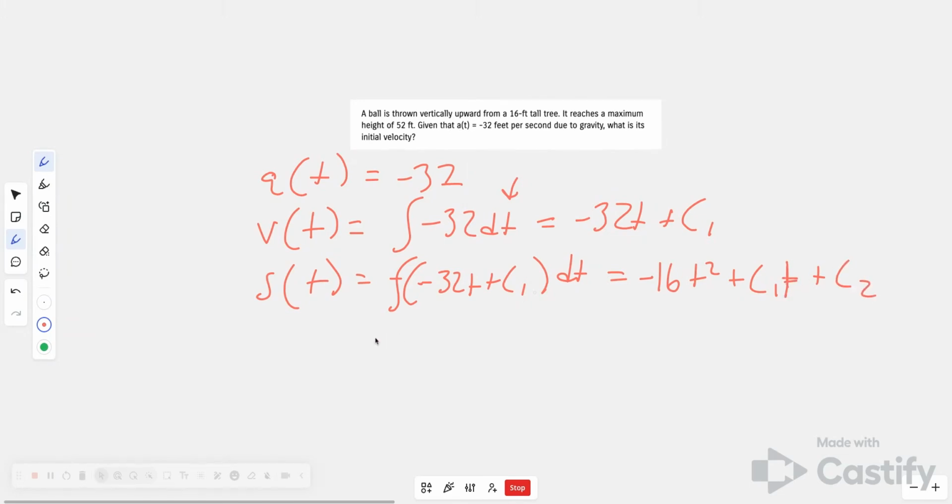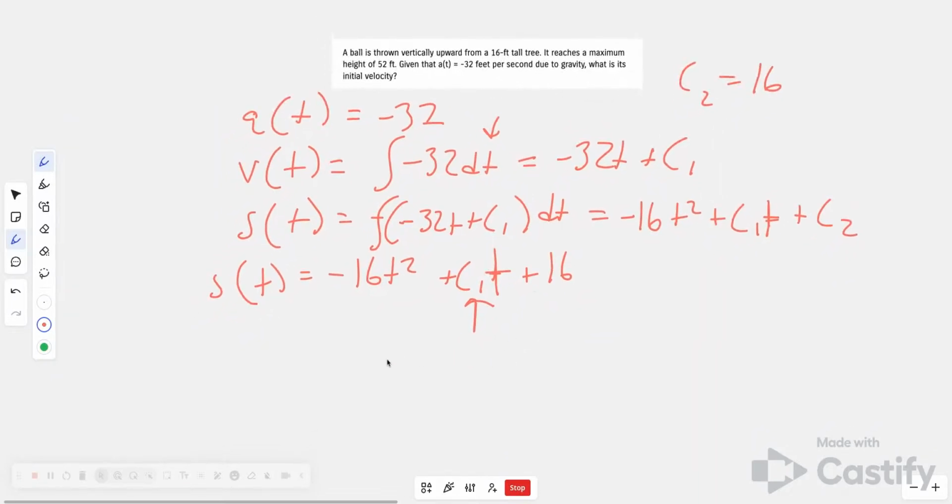Okay, so we're given that the ball is thrown vertically upward from a 16-foot tall tree. So its initial height is 16 feet, so c2 is equal to 16. So we can substitute that in. And we're trying to solve for c1 here because that's going to be our initial velocity.